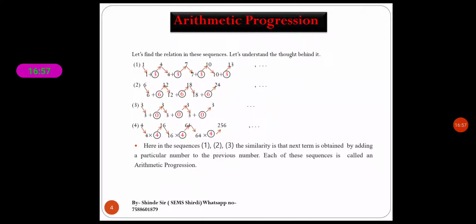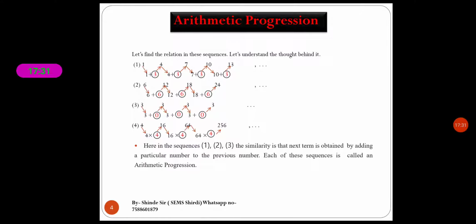This is our main topic in this lesson. Okay, what is meant by arithmetic progression? If we add a particular number to each term, then we get the next term. For example, 1 plus 3 is 4, 4 plus 3 is 7, 7 plus 3 is 10, 10 plus 3 is 13, 13 plus 3 is 16, like that. So example sequences 1, 2, 3 are arithmetic progressions.